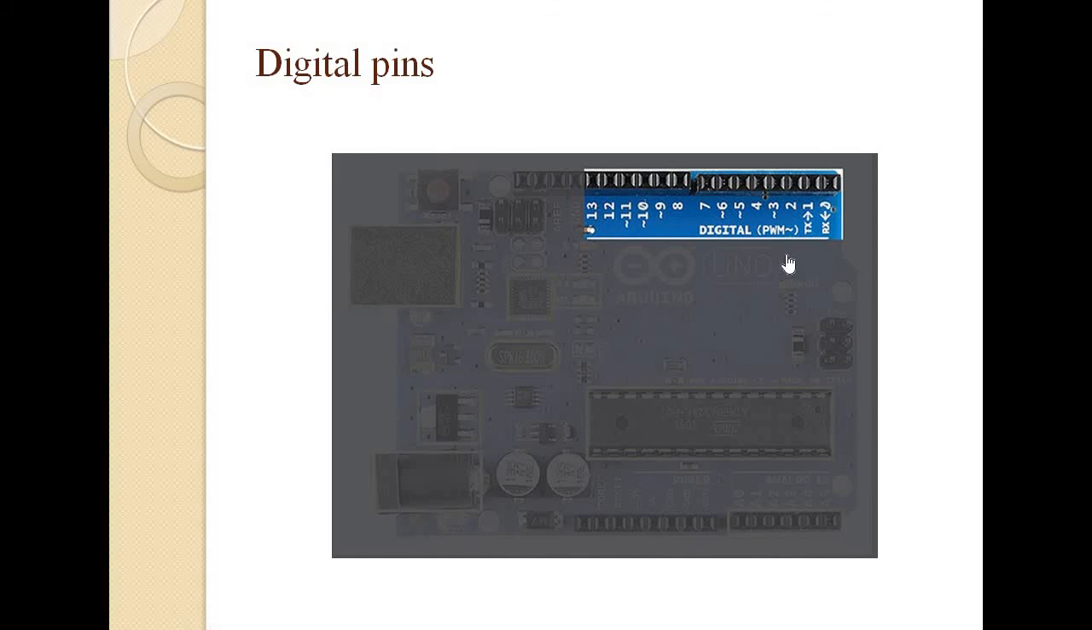Some of the digital pins are labeled with this symbol next to the pin number: 3, 5, 6, 9, 10 and 11. These pins act as normal digital pins but can also be used for pulse width modulation, which simulates analog output, like fading an LED in and out.